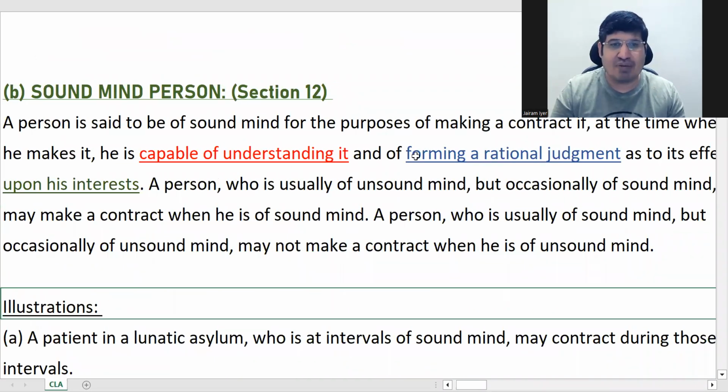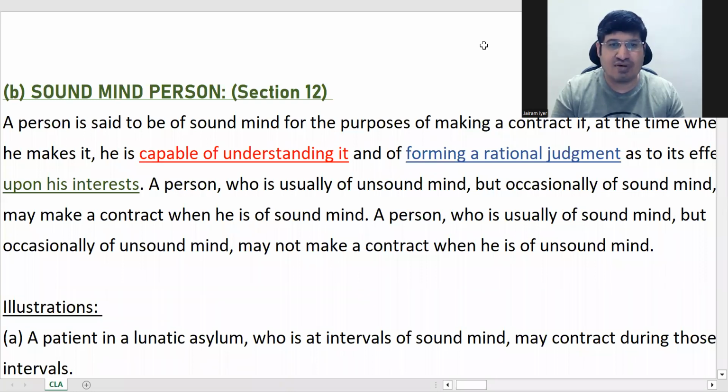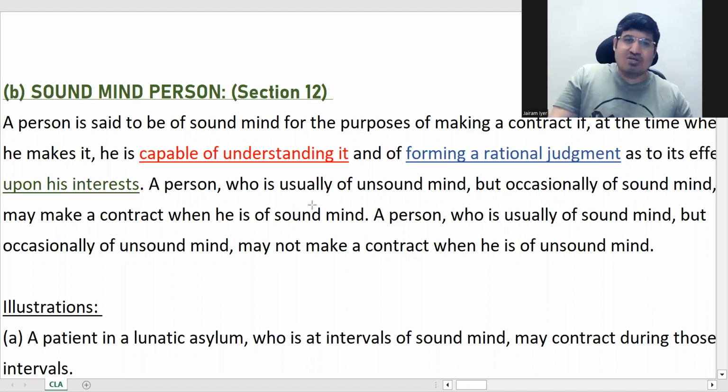Okay. If he is capable of understanding it and forming, just see the colored part. In these notes I have gone through, given many colored parts to you. So when you read, you can read quickly. Just follow those colored parts. You'll get complete knowledge of it.